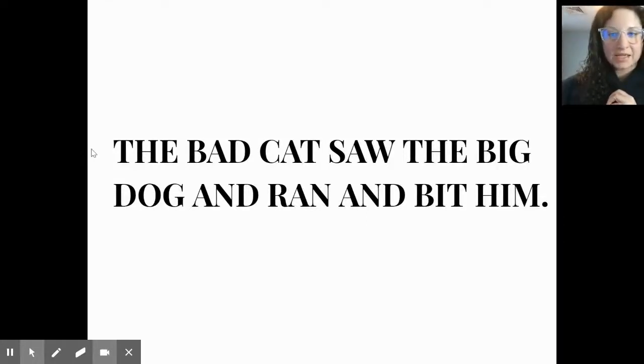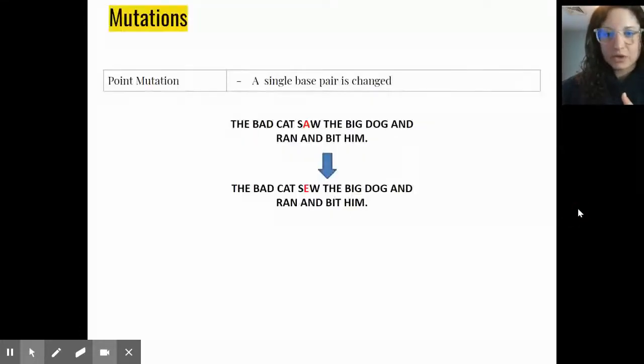So before we get into different types of mutations, I have this sentence right here. The bad cat saw the big dog and ran and bit him. So hopefully what you noticed about this sentence is that each word in this sentence is made out of 3 letters, just like our codons do when we are transcribing and translating. So we're going to use this sentence to show how mutations might affect this particular gene. So what I'm saying is I'm comparing the sentence to a gene that you have in your body.